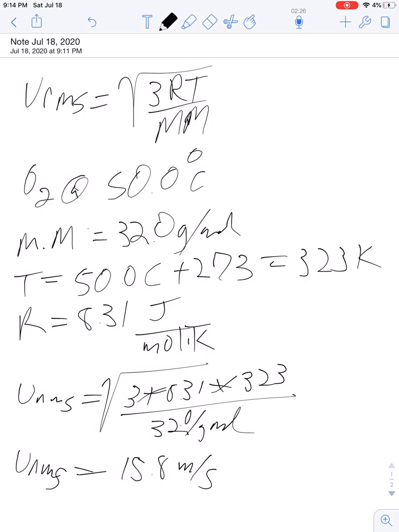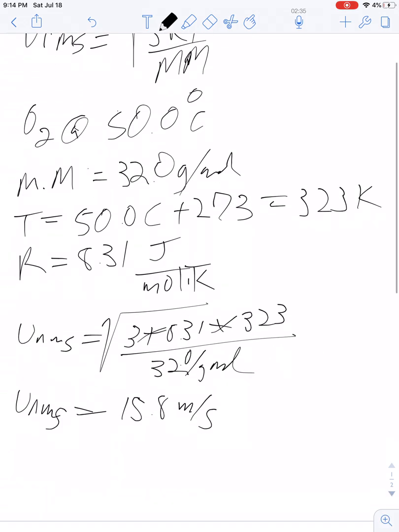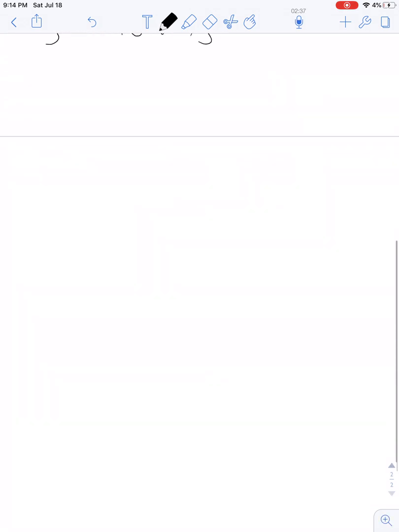So that's, again, it's easier to think of that as a speed, and that's how fast it'll take your gas to diffuse or effuse. Now, another form of Graham's law that is used more often is the following form.